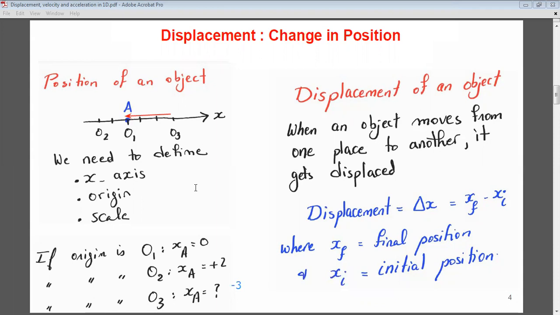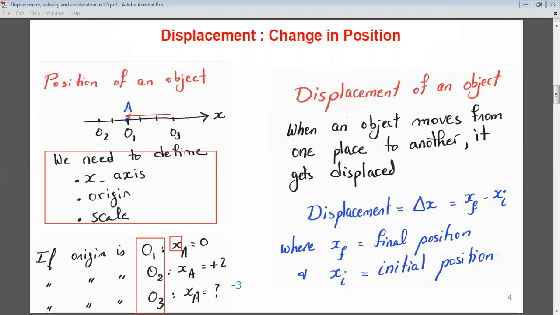So again, in order to find the position of an object, I need to define 3 things: x-axis, origin, and scale. By x, we mean the position. Okay, so x is the position. X of point A will change depending on the origin.